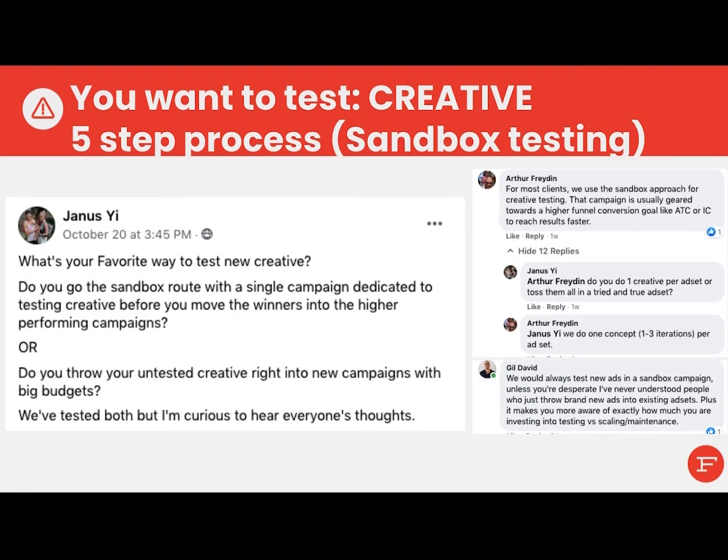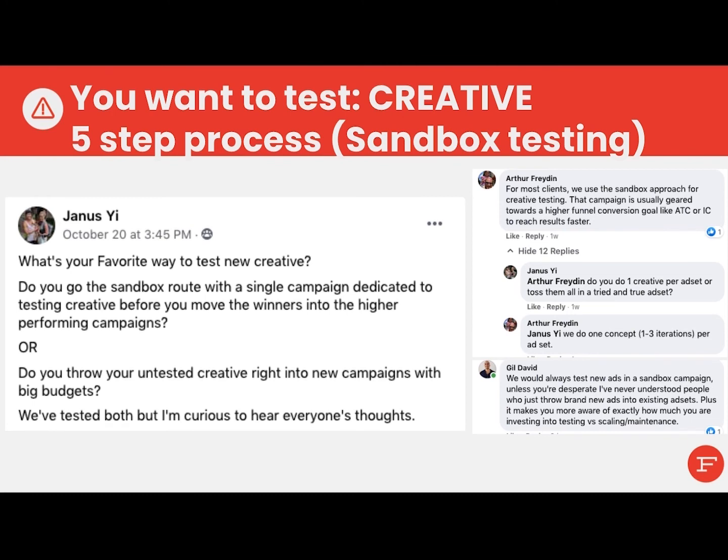Janice asked this recently in our group, how do you do this? And here's a couple of answers I thought were kind of interesting. Arthur said, we use a sandbox campaign. It's usually geared towards even an add to cart or initiate checkout. People do this very differently. But I think I would optimize for purchase if I were you. You could say we do 1 concept, 1 to 3 iterations per ad set. Is how they go about it.